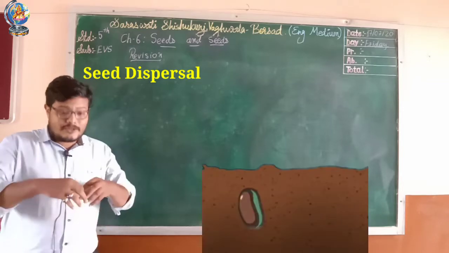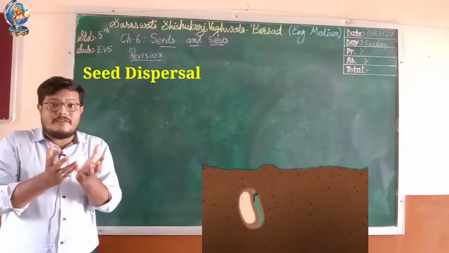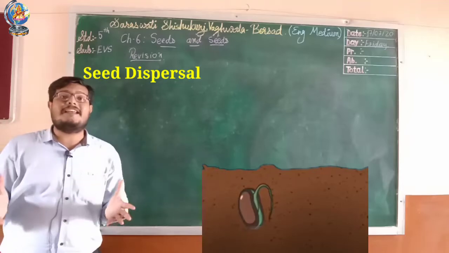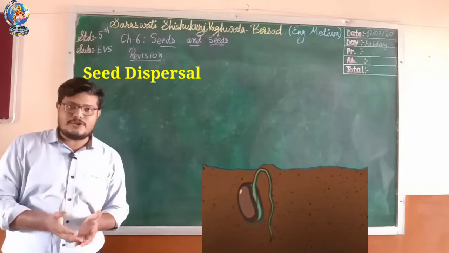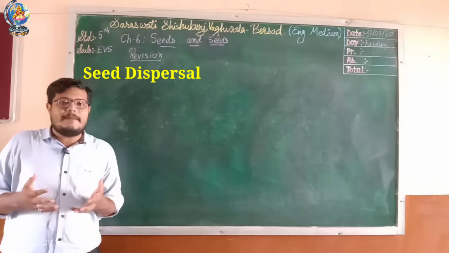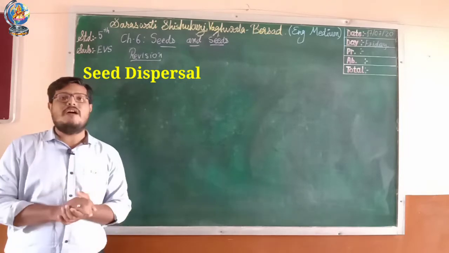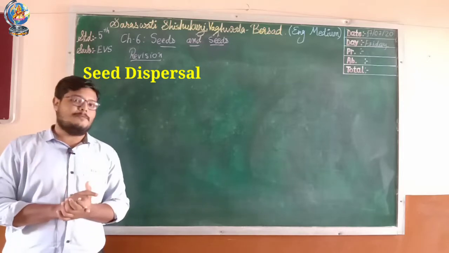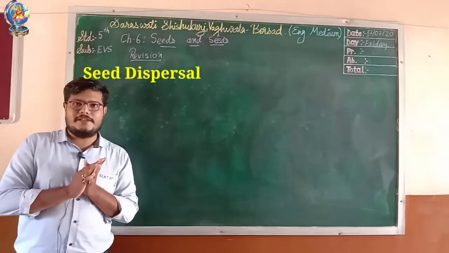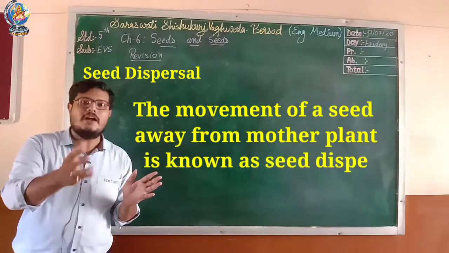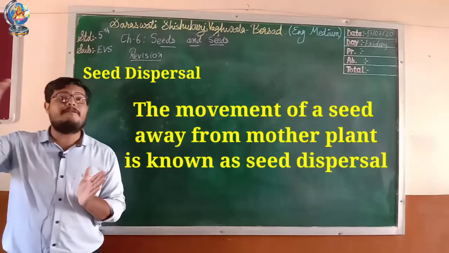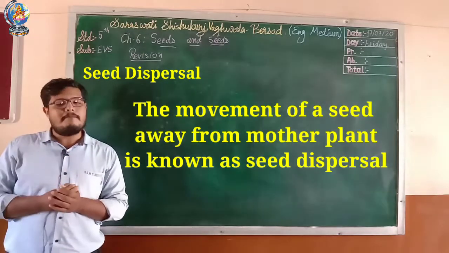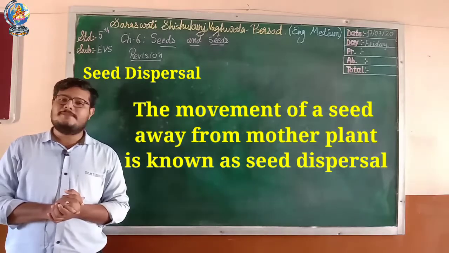As you have seen in the video, they will swell up first, the coat will break, and then a small root will come out, stem will come out, and then it will appear as a big plant. But there are many seeds, so each seed cannot become a plant if they are falling together, right? So that is why seeds need to be dispersed. Now the definition of seed dispersal is the movement of a seed away from the mother plant. You can write parent plant also. The movement of a seed away from the mother plant is known as seed dispersal, right?